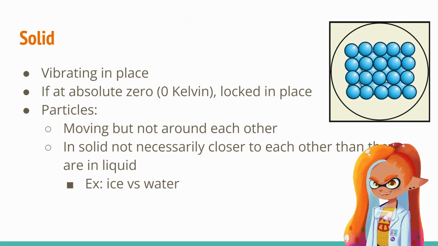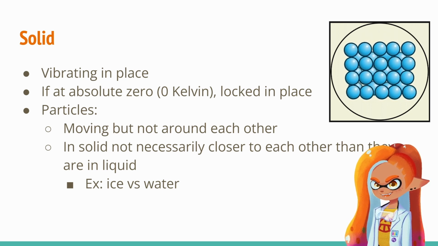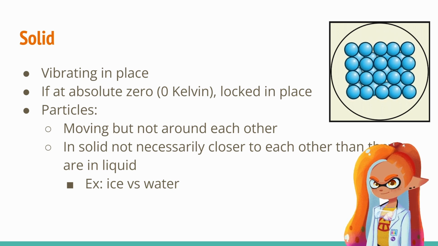As we've mentioned before, solids vibrate in place, so you can see the little vibration GIF right above. If we were able to reach absolute zero, which is 0 Kelvin on the Kelvin temperature scale, they wouldn't be moving at all. We as a science community have not reached absolute zero. We've gone pretty close. I don't remember how many decimal points off, but it's like 0.0001 Kelvin or something. So we've gotten close, but not absolute zero.